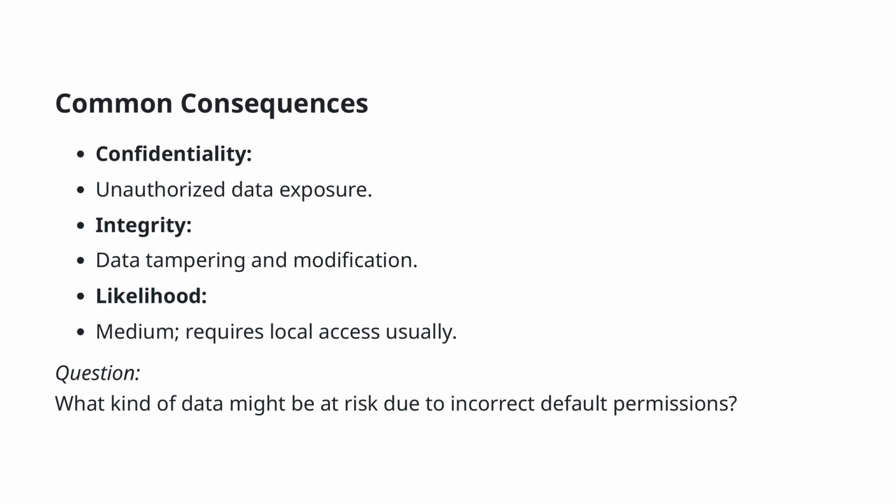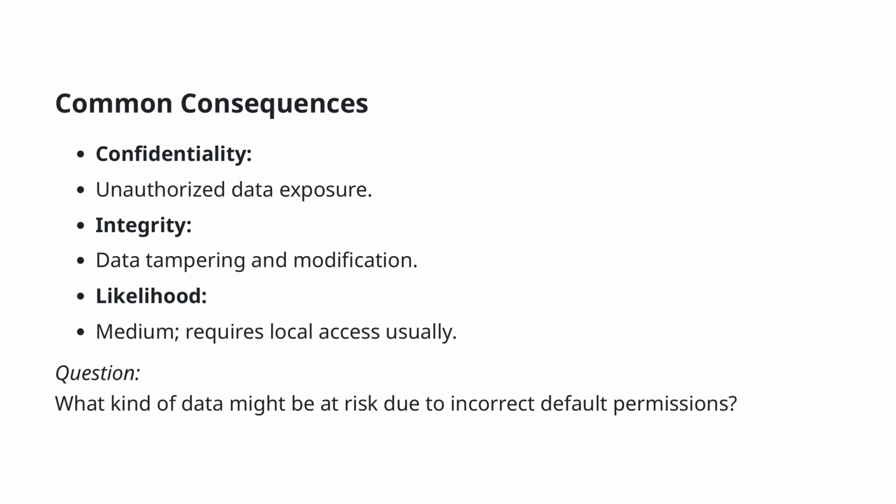Likelihood. The likelihood of these scenarios occurring is rated as medium. Generally, these types of vulnerabilities require local access to exploit, but they can still be a serious concern. The question we need to consider is, what kind of data might be at risk due to incorrect default permissions? Typically, this could include sensitive patient data, financial records, intellectual property, or any proprietary information that needs protection. Understanding these consequences helps us appreciate the critical need for secure file permissions and emphasizes the importance of vigilance in managing those permissions appropriately.